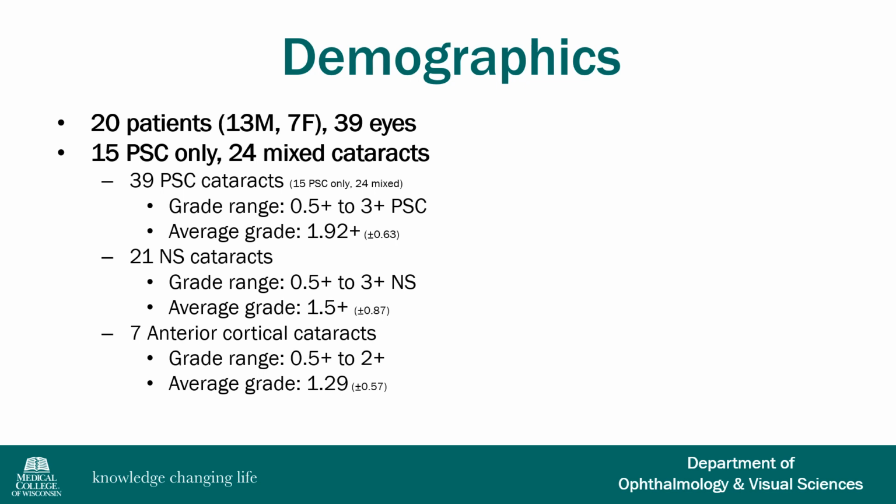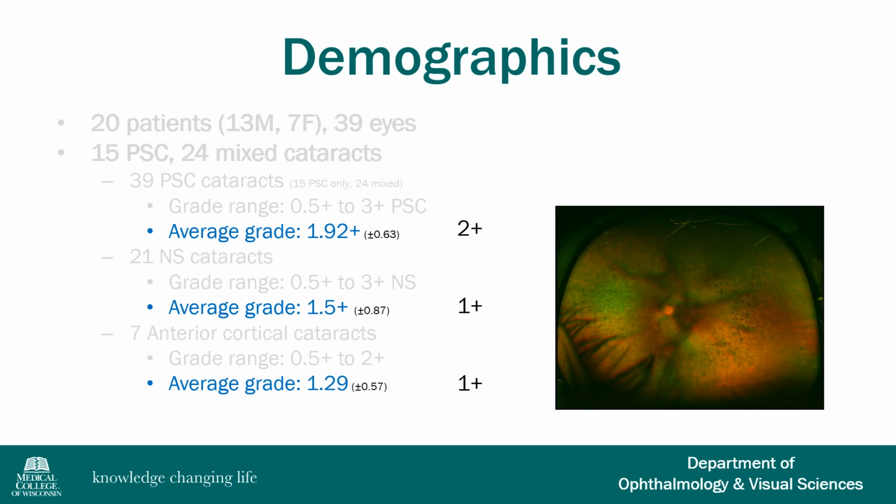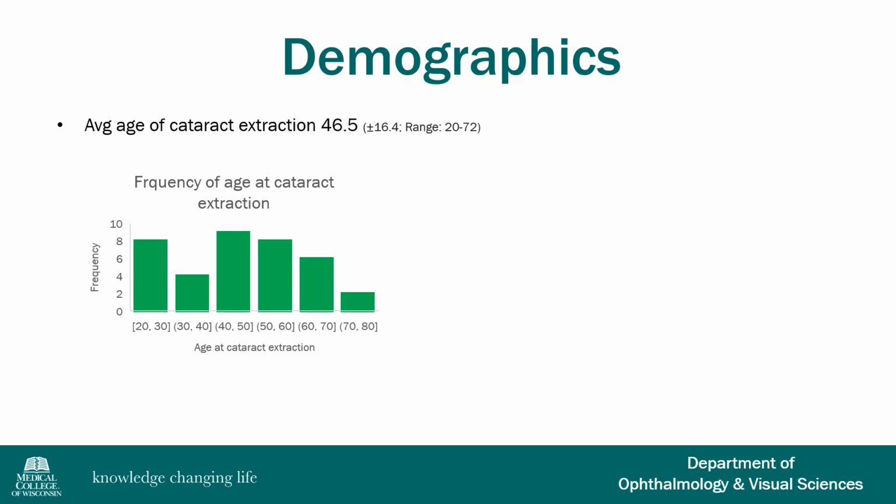Here you can also see the grade range as well as the average grade, which was determined by slit lamp exam. Focusing on the average cataract grade in our series, we highlight an example of one that fell close to this range. You can really appreciate the stellate opacification in the central part of this image. The average age of cataract extraction of patients in our series was 46.5 years old, with a range of 20 to 72 years of age.